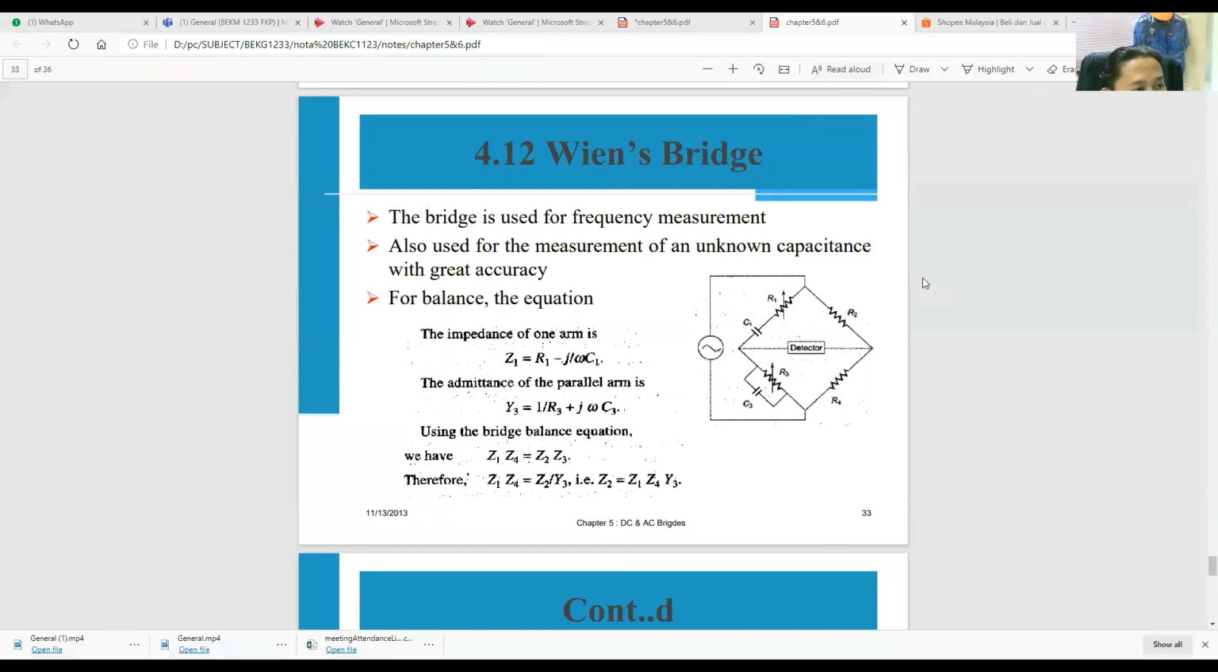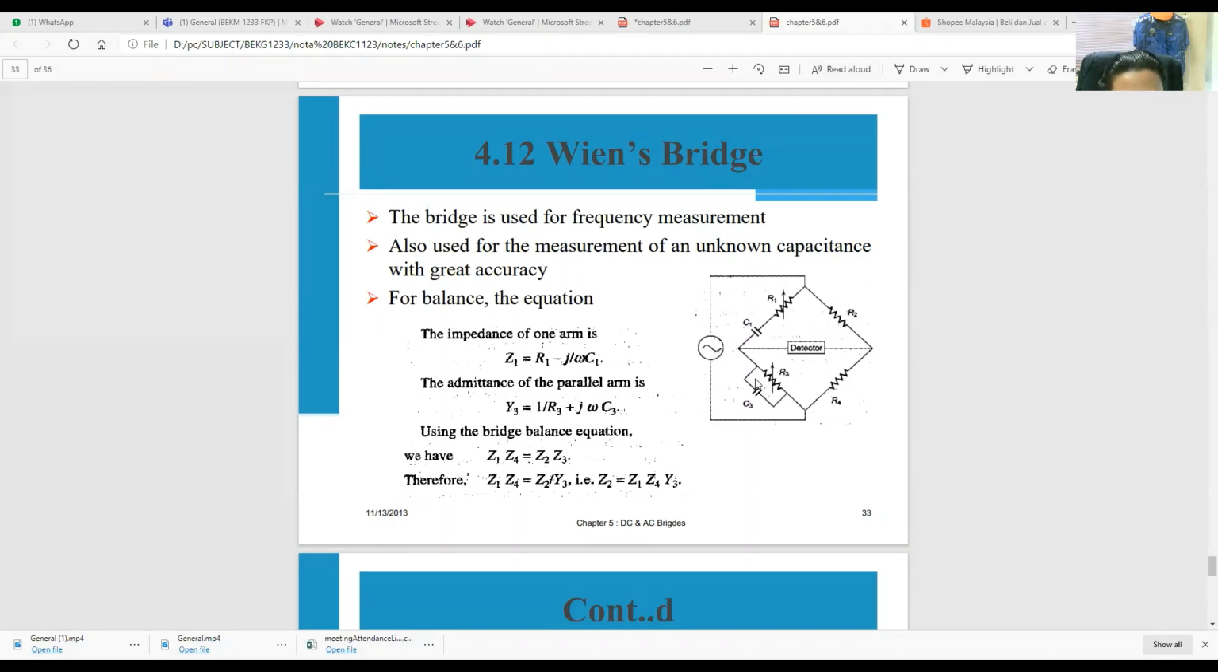All right, so let's go for the last bridge, this Wien bridge. You can see this one. So that I mentioned to you, this will measure the unknown capacitance and also measure the frequency. I think this Wien bridge is actually similar to the Hay bridge. The difference is on this part.